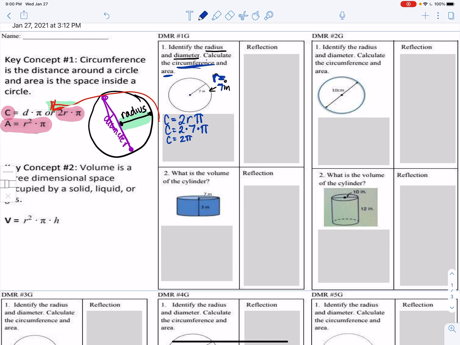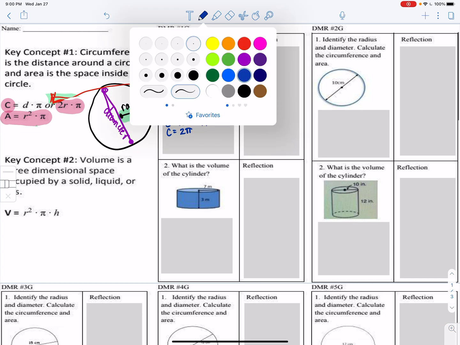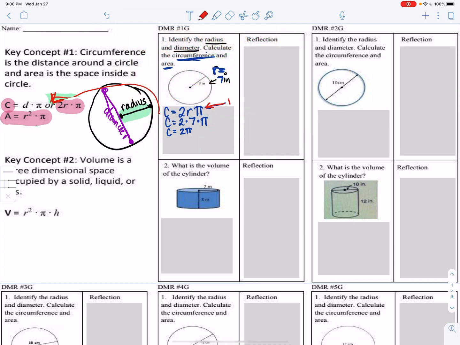Now, how do we type pi? Let me change colors for you. Pi is insert, special character, then type pi.